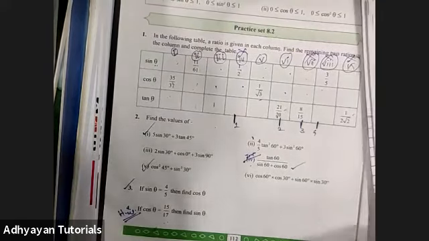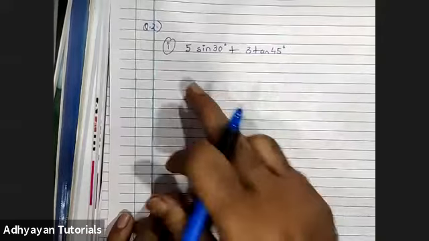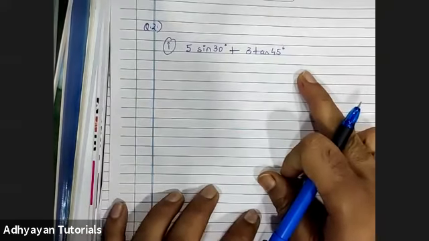Yeah, children, now we move on to question number 2. I'll just jot down the question first here on the paper, then I'll show it to you all. Practice set 8.2. Question number 2. There are 6 sub questions. I'll just jot down the first one. 5 sine 30 degree plus 3 tan 45 degree, right? So here is the sum. I hope it is visible to all of you.